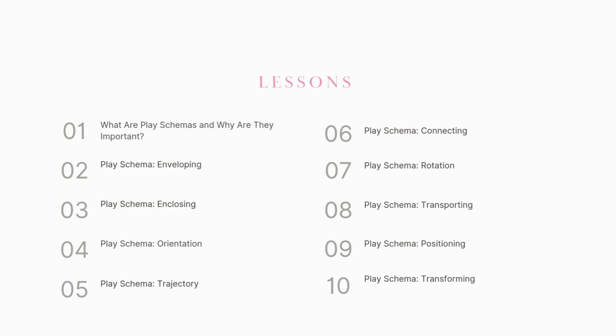There are 9 play schemas. The first one is the play schema of enveloping, the play schema of enclosing. We'll be learning about the play schema of orientation, the play schema trajectory, the play schema of connecting, the play schema of rotation, the play schema of transporting, the play schema of positioning, and the play schema of transforming.